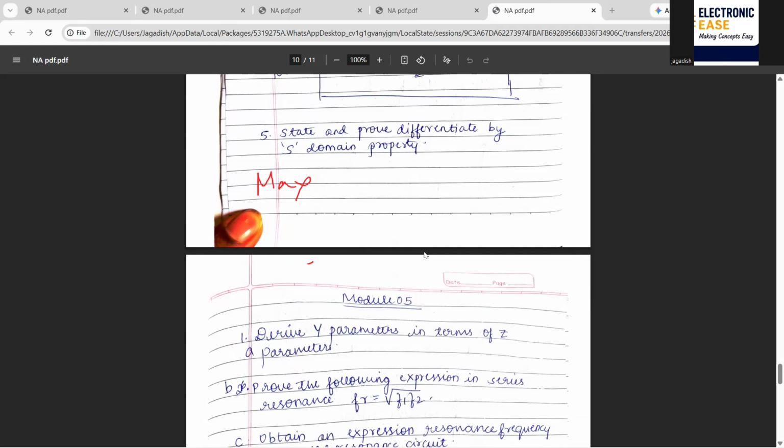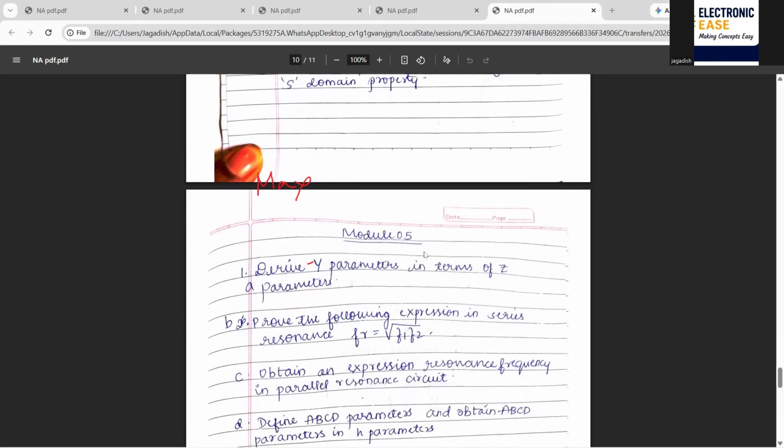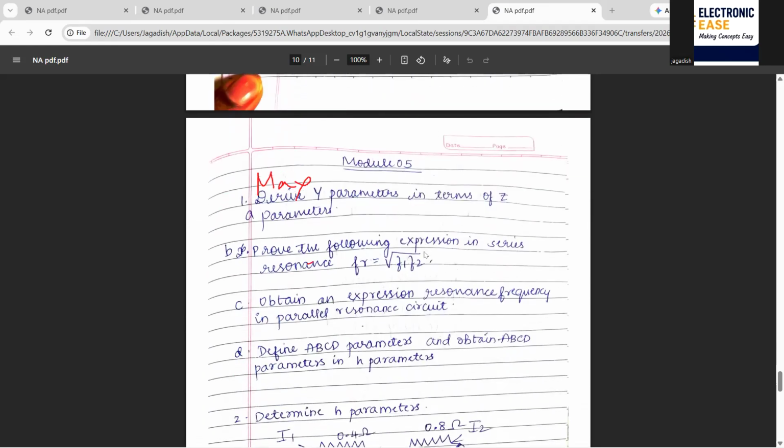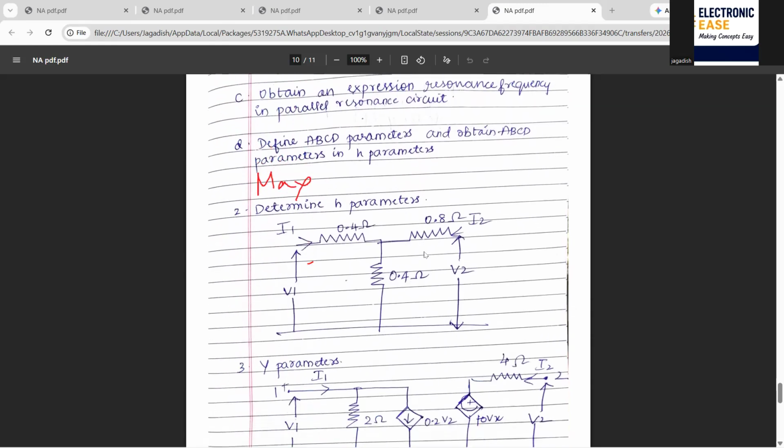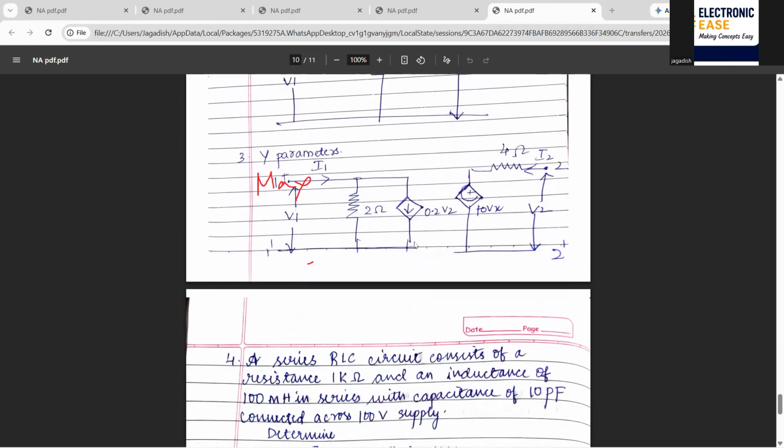So module 5 is regarding your parameters. So derive the Y parameters in terms of the Z parameters. And you need to prove the following expression in series resonance, that is Fr is equal to square root of F1 into F2. You need to obtain an expression for the resonance frequency in parallel resonance circuit. So you need to define the ABCD parameters and obtain the ABCD parameters in terms of the H parameters. So there will be a parameters question, that is H parameter, Y parameter question and all.